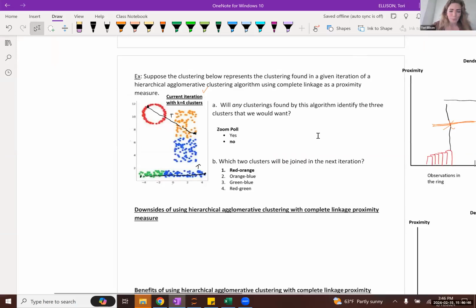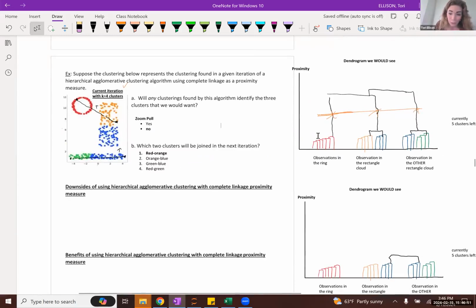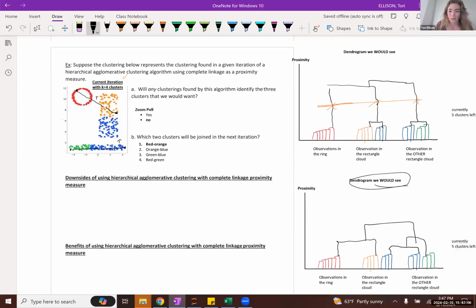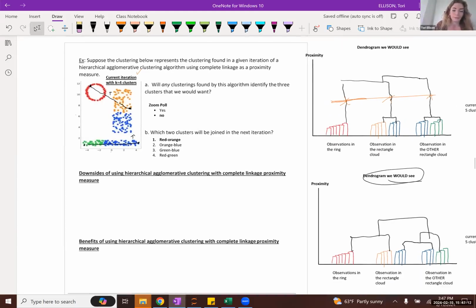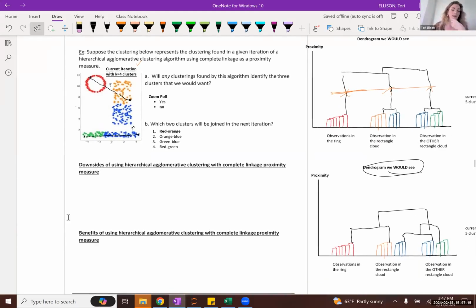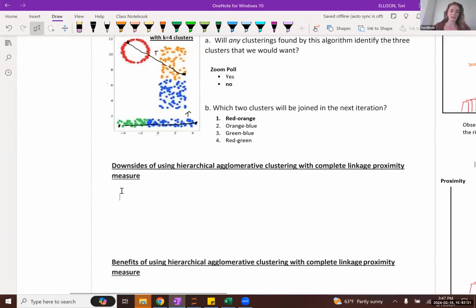So what we ended up seeing is that, unfortunately, red and orange merged next. Then what would merge next? Probably green and blue, and then these would merge. So what we saw in our dendrogram is no particular clustering that actually identifies the three clusters we're looking for. This highlights one of the downsides of hierarchical agglomerative clustering using complete linkage, in that it tends to split large clusters.